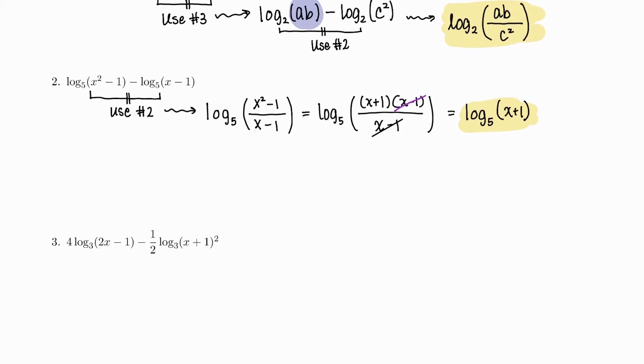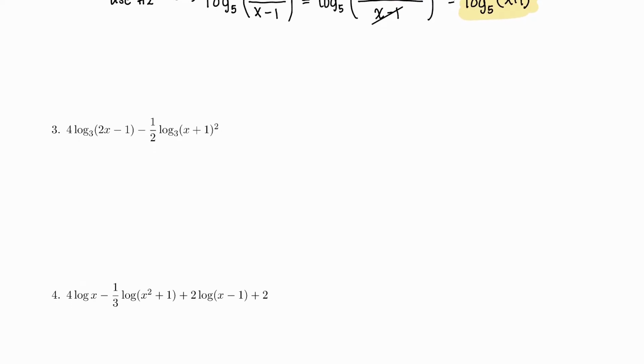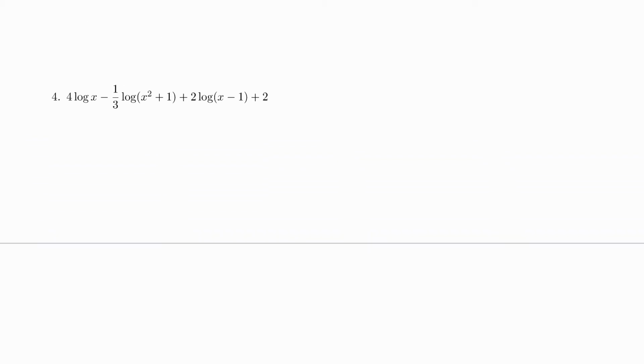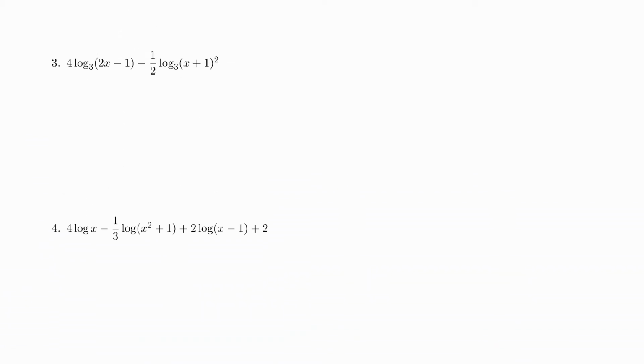Okay, so part 3 is, how bad does this get? Okay, not too bad. Part 3 looks really terrible, but I promise it's not. So just like I said before, what I'm going to do is go from left to right, just like I'm reading English. So looking at this thing, 4 times log base 3 of 2x minus 1, the first thing I want to do here is use rule 3.